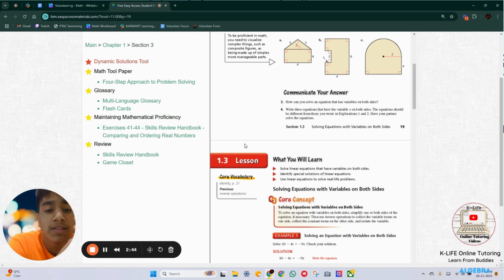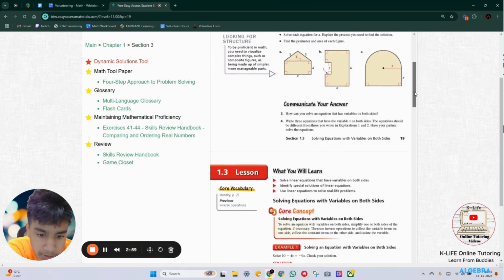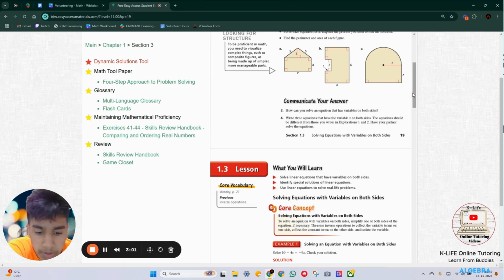So what you will learn today is solving linear equations that have variables on both sides, and identifying special solutions of linear equations. I don't want to show the solution to example 1 though. So, solving equations with variables on both sides.